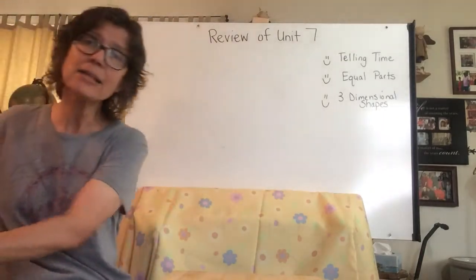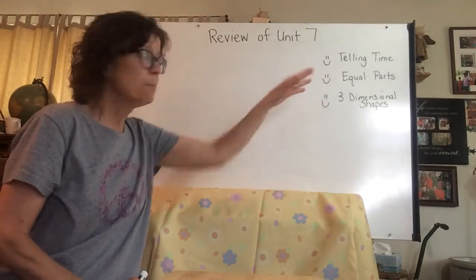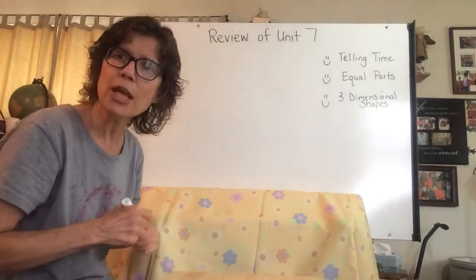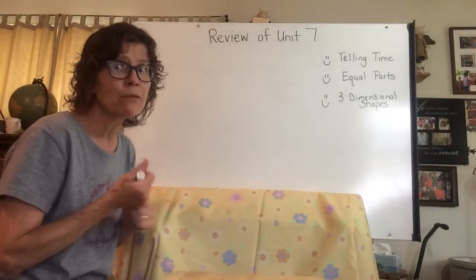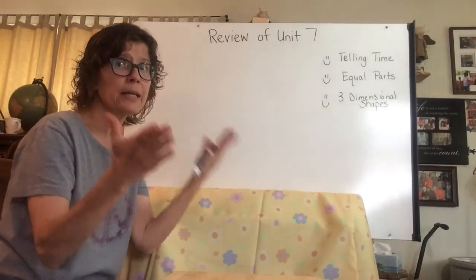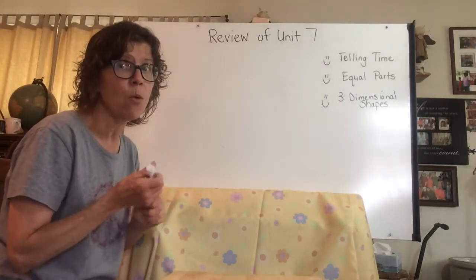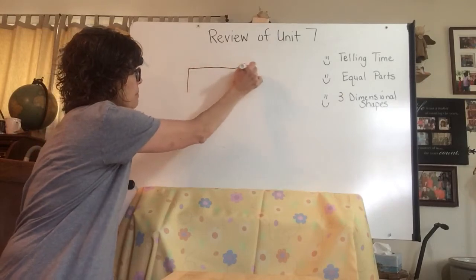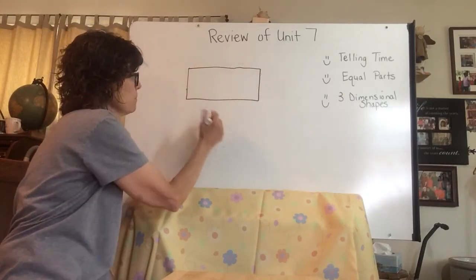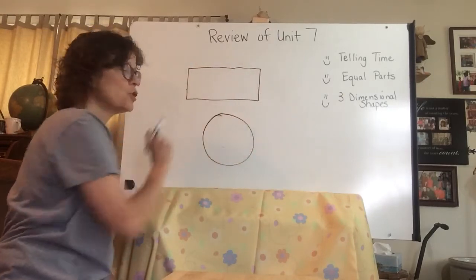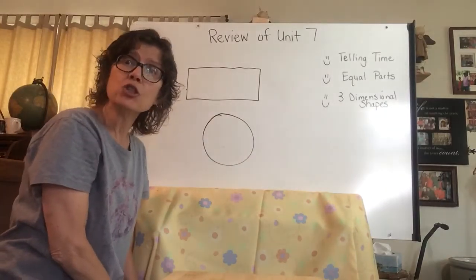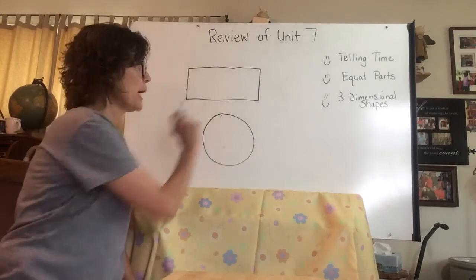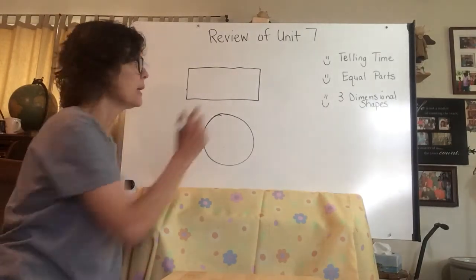All right, our next review would be equal parts. We're just going to do a couple of those. I'm going to draw some shapes and we're going to divide them equally. And remember, we talked about equal. Everybody gets equal amounts. You don't want to have more, or you don't want somebody else to have more. I'm going to make a big rectangle and a circle. If I want 2 equal parts, I could divide the rectangle in different ways. I'm going to do it quickly. I'm just going to do this.